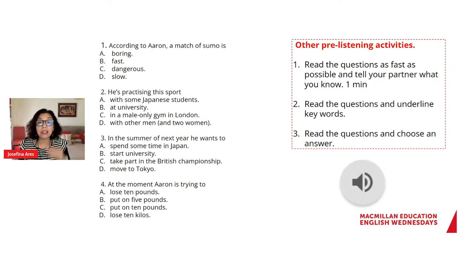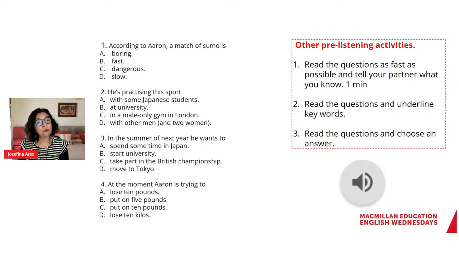The second thing that I ask them to do is read the questions and underline keywords. So in this case, we've got, according to Aaron, a match of sumo is boring, fast, dangerous, slow. Okay, they've got to underline keywords. Aaron, zoom, sumo.